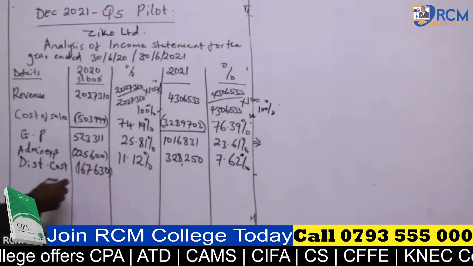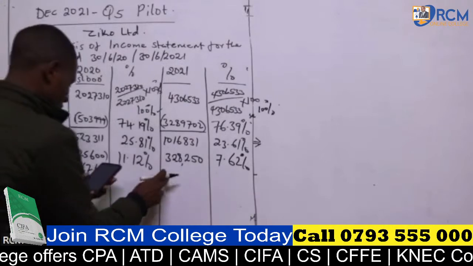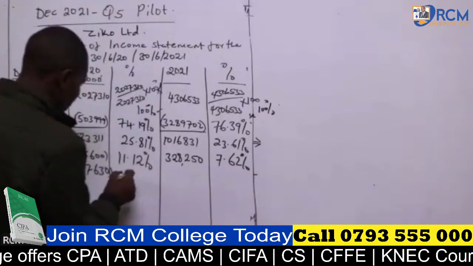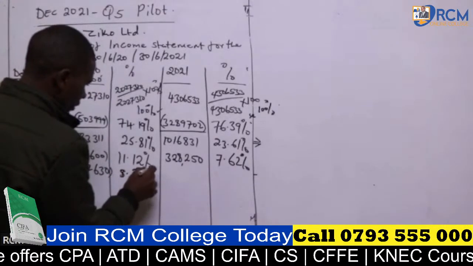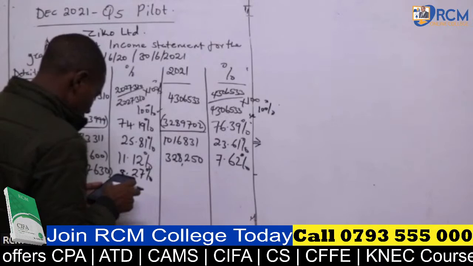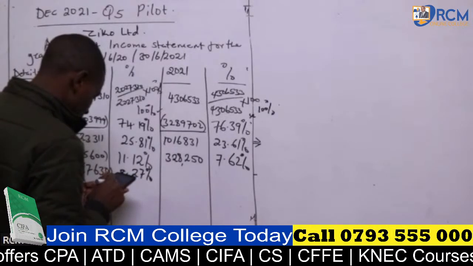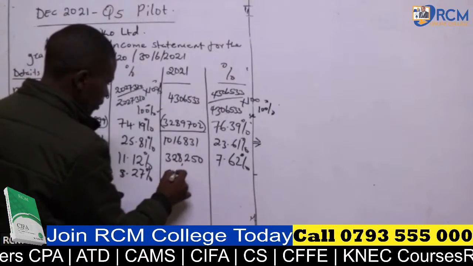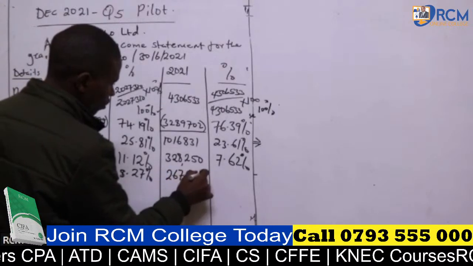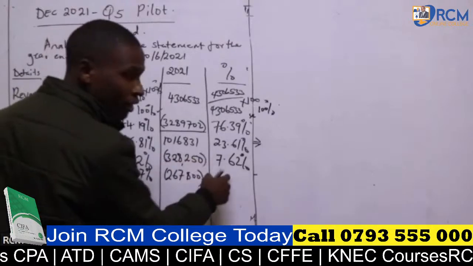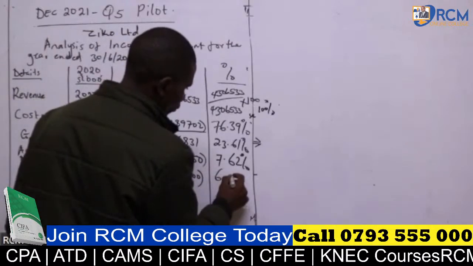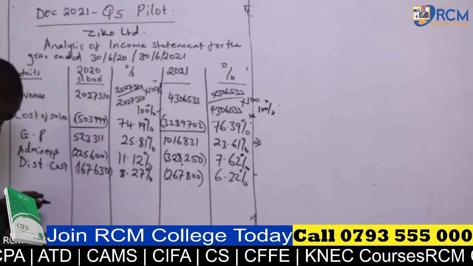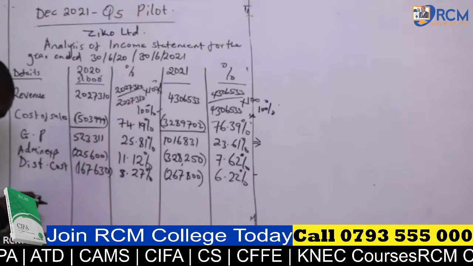We move to this distribution cost. Distribution cost ya year 2020 ni ngapi? 8.27. I like the speed. Sasa nyinyi mmeanza na speed ya juu vizuri sana. Hii ingine ni 267,800. We said this is a cost, so we can put it that way. 6.22%. Now we can get, I think this is a profit before interest.